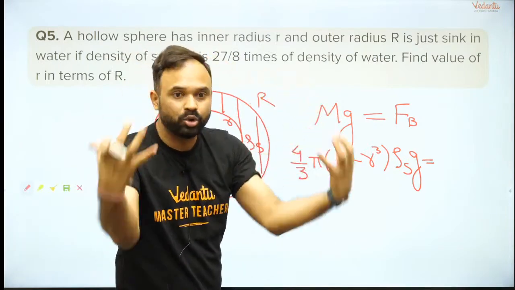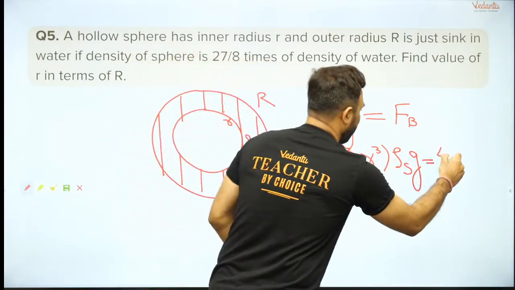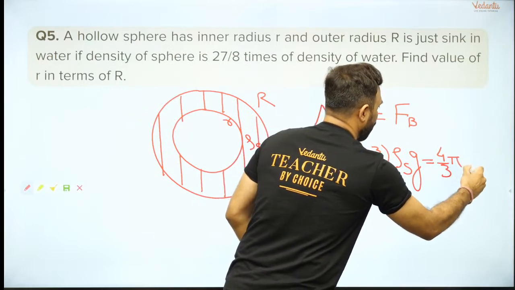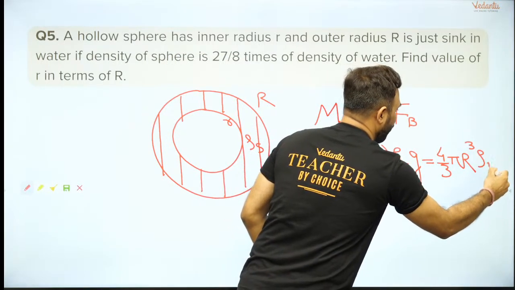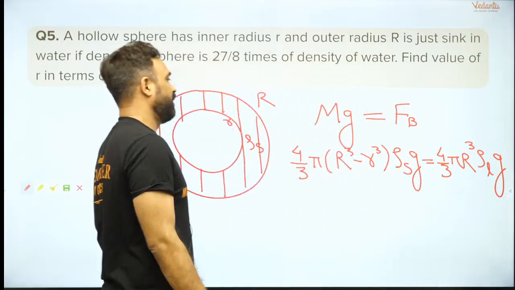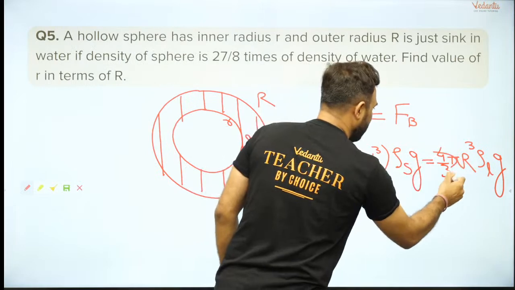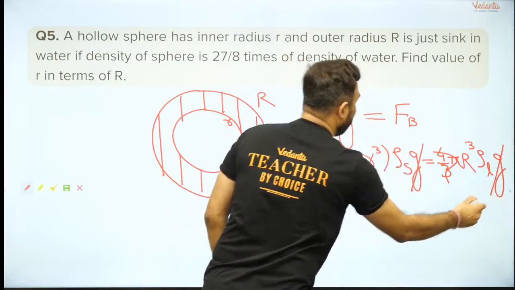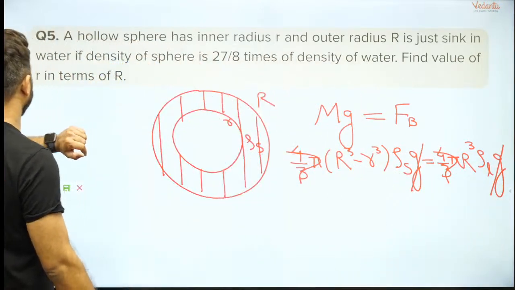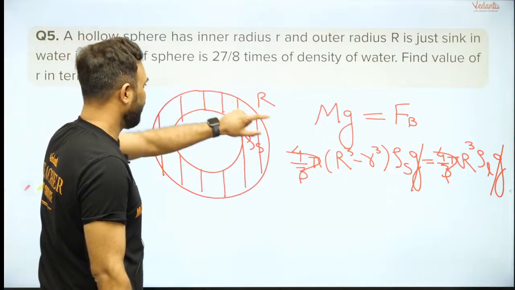If this is a solid having density rho s, the weight is the density of the solid into g. And what about the buoyancy? Buoyancy depends upon the volume it has displaced. So if I put this in liquid, the volume that it will displace will be the outer volume, right? That will be 4 by 3 pi capital R cube, the outer volume, into density of liquid into g. That is what the equation will be, right?